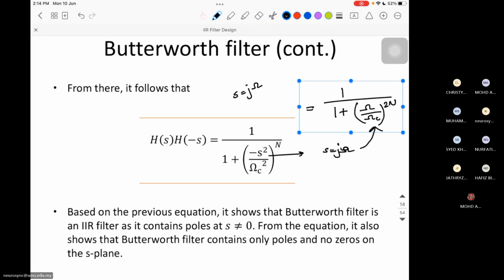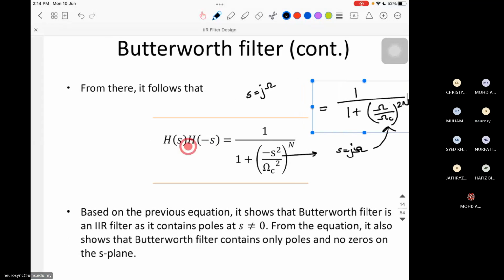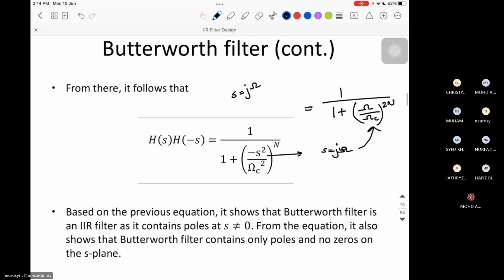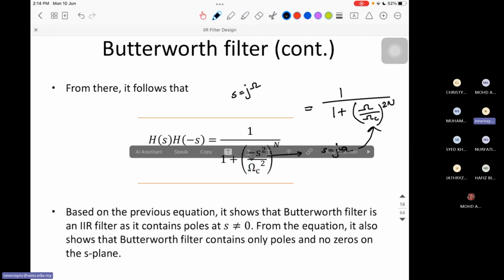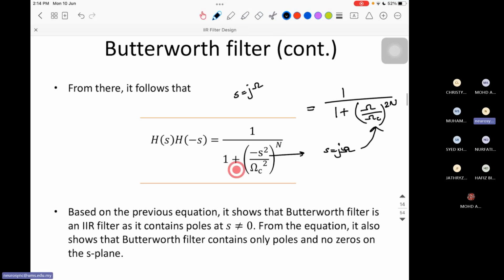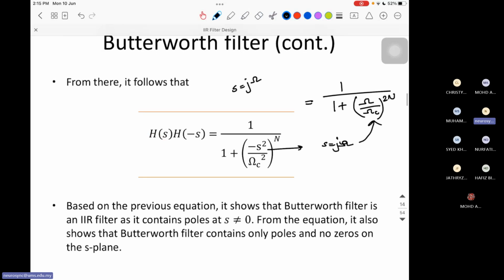Now in this case, we have H(s) and H(-s). So the trajectories we are finding are those of 1 plus minus s squared divided by Ωc squared, to the power n. One half is assigned to H(s), and the other half is assigned to H(-s).